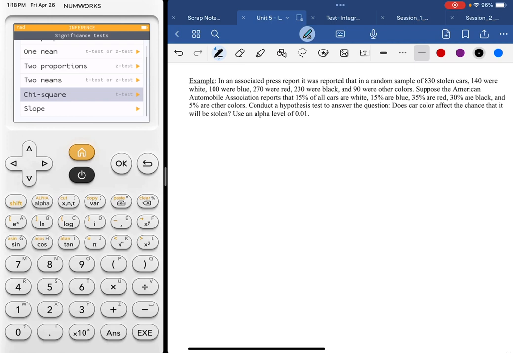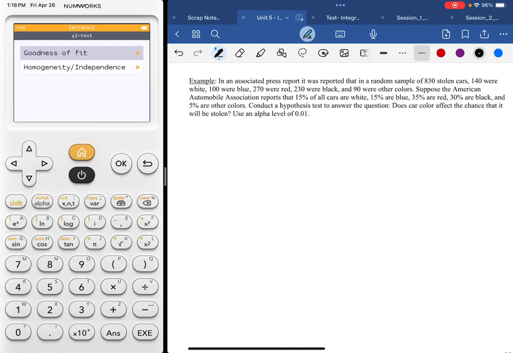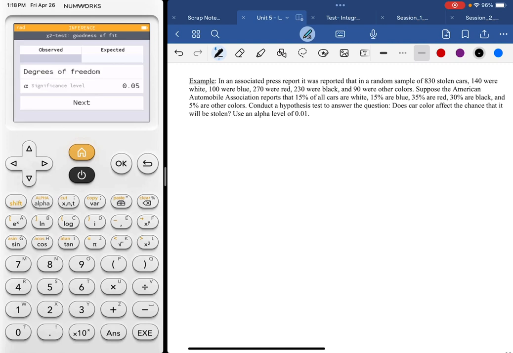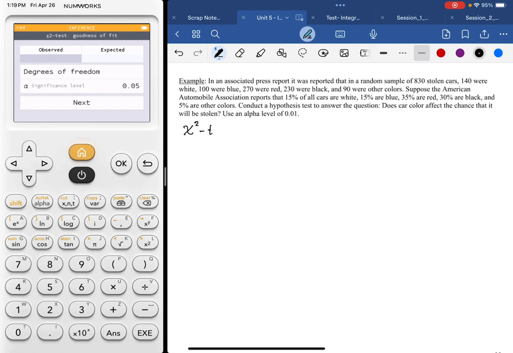So you could ignore that, which is unfortunate, because I've been telling you all along, look at the gray. It'll help give you an idea of what kind of test you're using. But do not write chi-square t-test. If you hit OK, you see goodness of fit, homogeneity, and independence. At the top, you see chi-square test goodness of fit. We always name the test. It's very easy to get lazy in that regard. But since NumWorks is telling you flat out what the test is called, there really is no excuse.